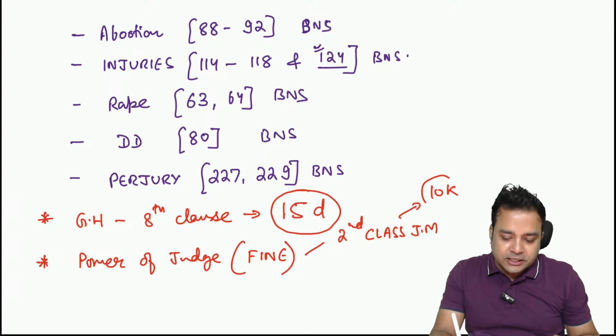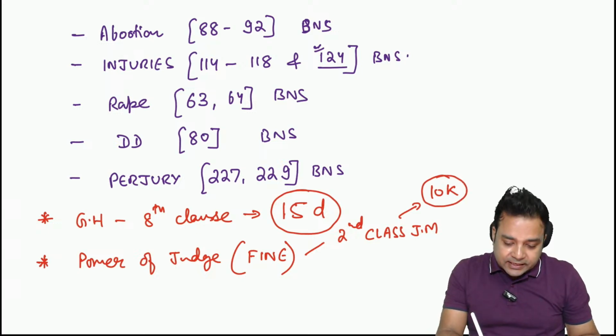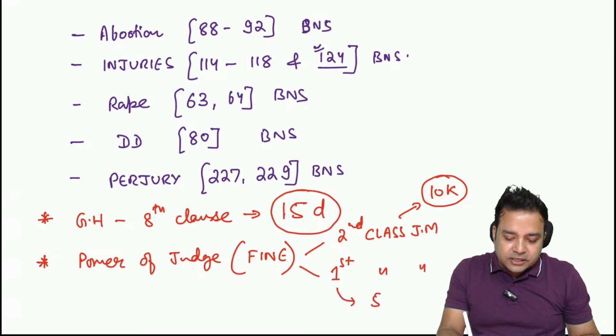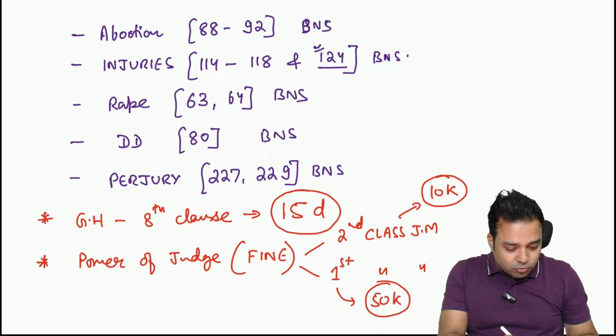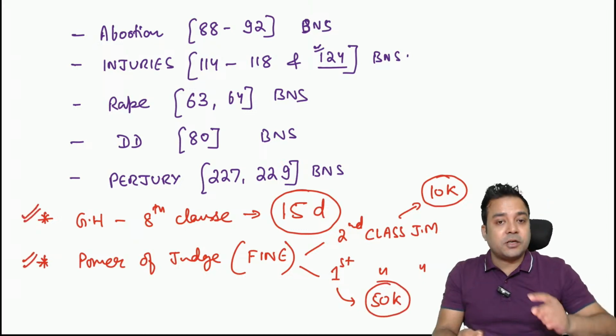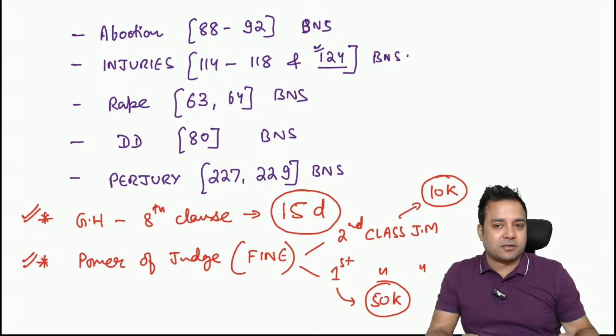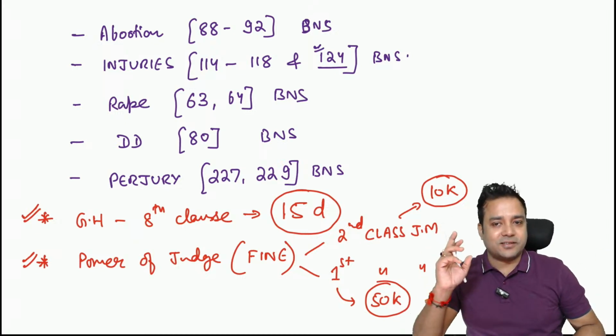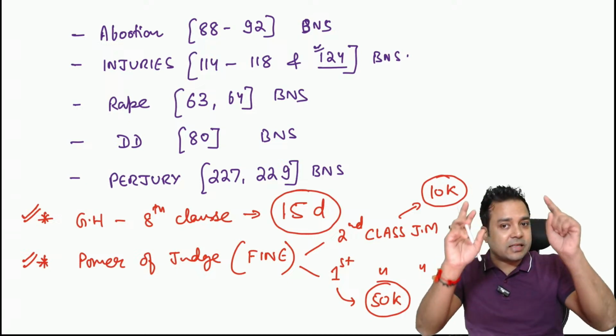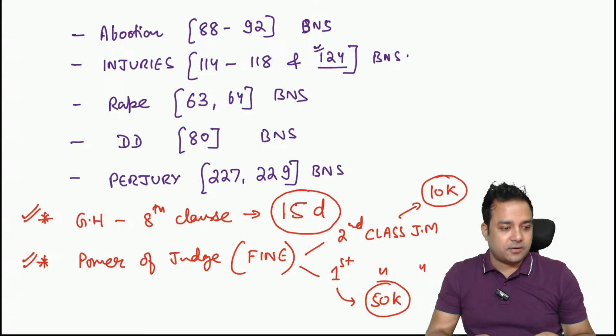This is an important change. And the second change is in the first class judicial magistrate fine power. Earlier it was 10,000, which has been increased to 50,000. These are the two most important changes in our laws from where MCQs can be asked. Of course there are many changes. What is important is to at least cover this much.